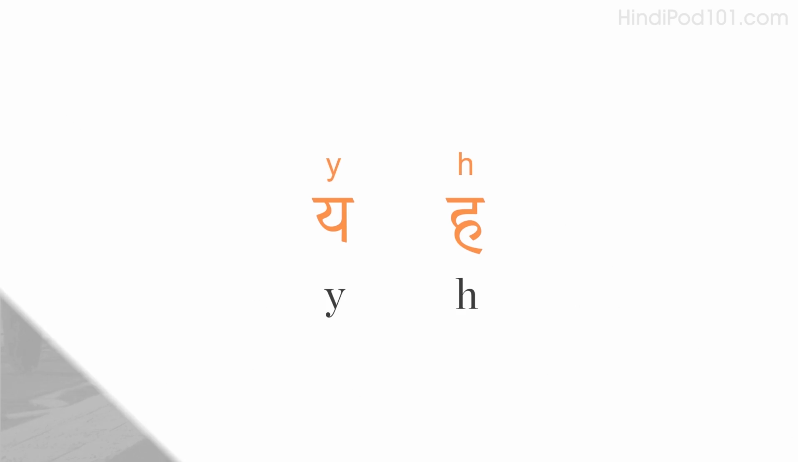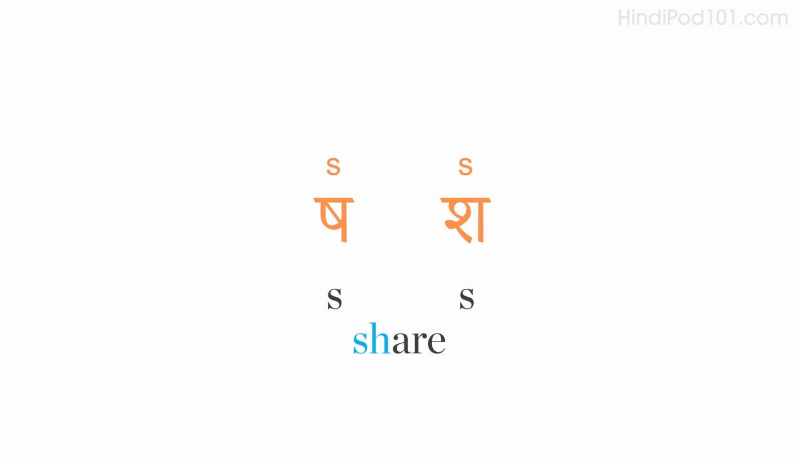Let's first take a look at the consonant H. It sounds like the letter H in the English word hug. We also have Y, which is like the sound of the letter Y in the English word yak. There are 2 letters that sound like the SH in the English word share. Yes, these are sh and sh. They sound the same when spoken. We will use the small letter s to denote them both from now on.